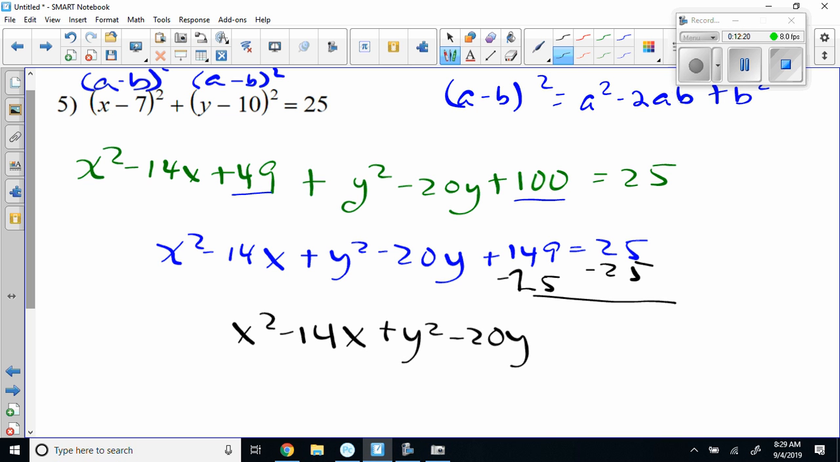What's 149 minus 25, folks? 124. Is that correct? Equals 0. Good job, Wolf. You're writing in general form of an equation. It's got to have an equal sign. So if you drop that equals, that's wrong. So it's equals 0. Any questions?